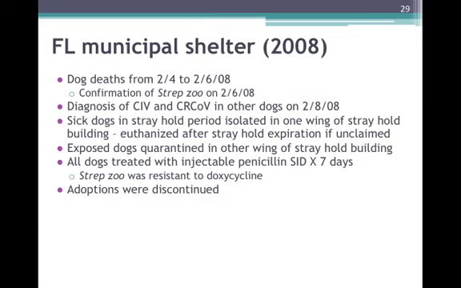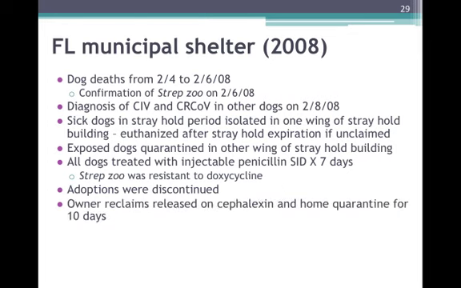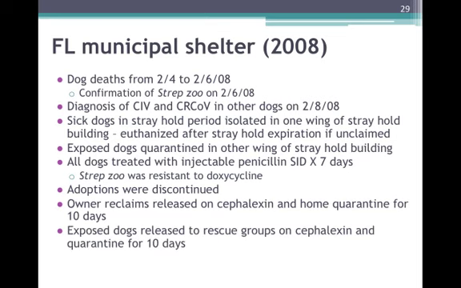The shelter did discontinue adoptions. Owner reclaims were released on cephalexin oral therapy and instructions for home quarantine for 10 days. So owners were allowed to reclaim their dogs, even if it was in the sick or exposed population. In addition, rescue groups were very interested in taking the exposed dogs out of the shelter, and they were allowed to do so. Again, the dogs were sent out to the rescue groups with cephalexin antibiotic and instructions for quarantine.